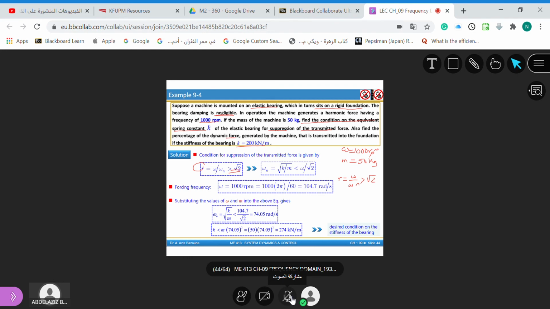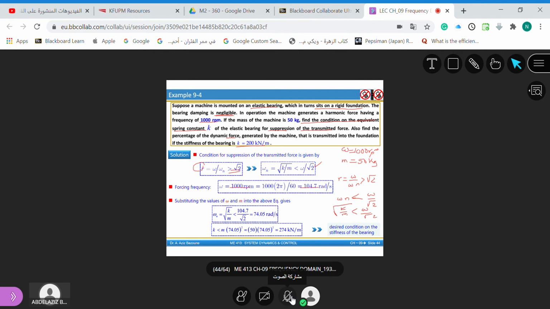If we solve for omega n, we know that omega n should be less than omega over square root of 2, where omega n is simply the square root of K over M. Now, if you remember, we have found this condition here. The forcing frequency omega is given by 1000 RPM, meaning 1000 times 2 pi over 60, which gives you 104.7 radian per second. This is the operating frequency.